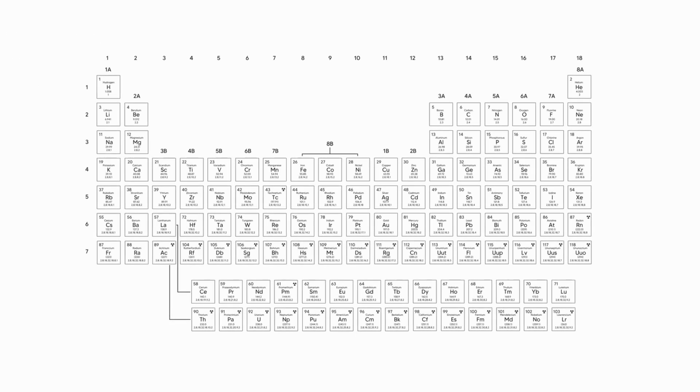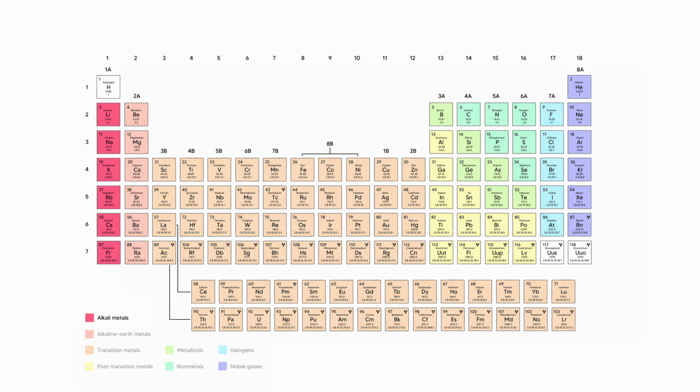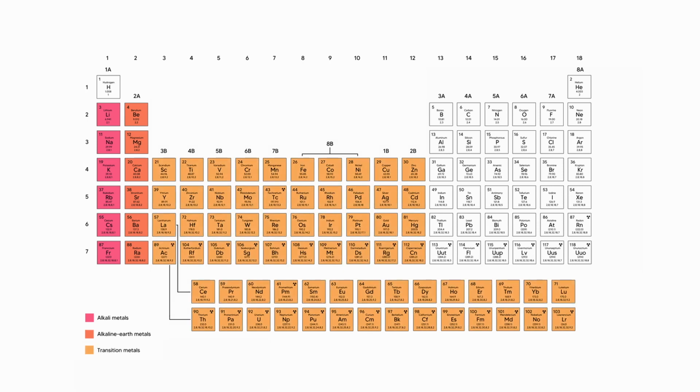Groups in the IUPAC format are usually color-coded to identify what group or family those elements belong to. Group 1, for instance, consists of pink color-coded cells that represent elements of alkali metals, while Group 2 consists of peach color-coded cells that represent elements of the alkaline earth metals. Groups 3 to 12 include the transition metals marked in orange.